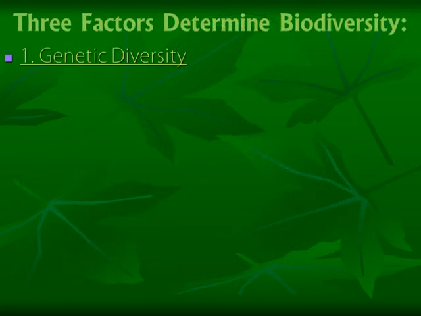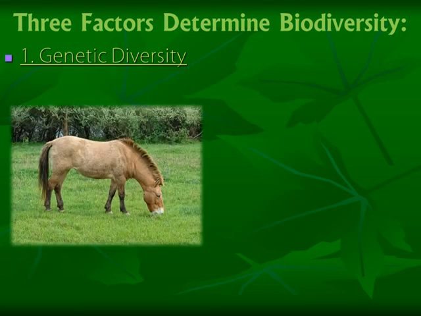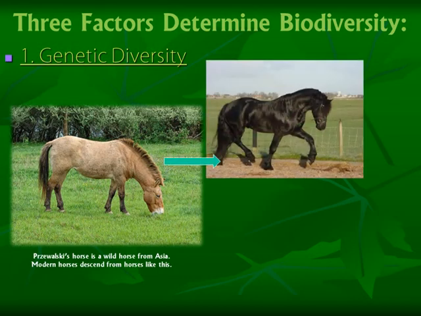Three factors determine biodiversity. The first factor is genetic diversity. An animal, like a horse, can have many different colors, sizes, and uses. These differences are due to different genes, which form a variety of animals of the same type or species. The following horses are all one species, but they have different genes which cause them to look, behave, and perform differently. This is what is known as genetic diversity.